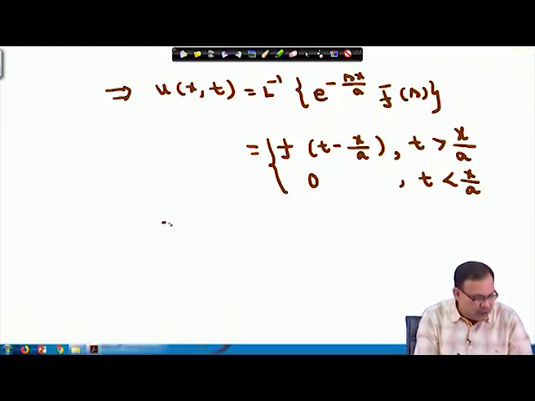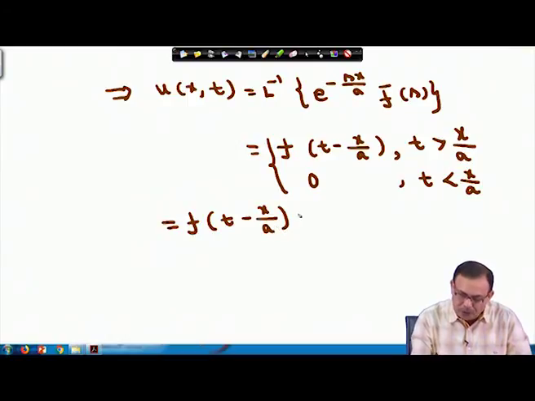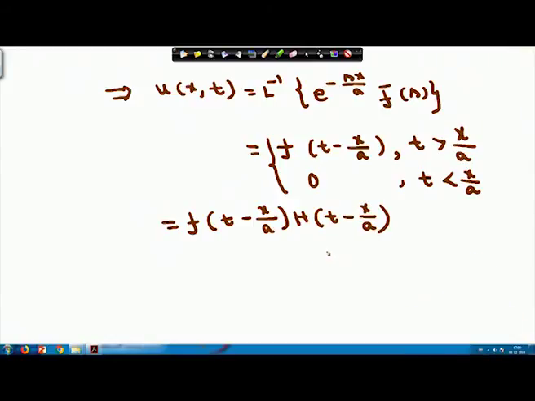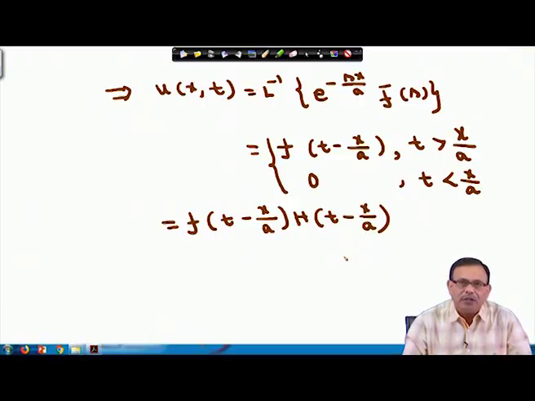And this equals, again I can write it as f of t minus x by a into h of t minus x by a. What is h of t minus x by a? H of t minus x by a is nothing but the Heaviside unit step function. So, for t greater than x by a, the value of this Heaviside unit step function equals 1, and for t less than x by a, the value is equal to 0.